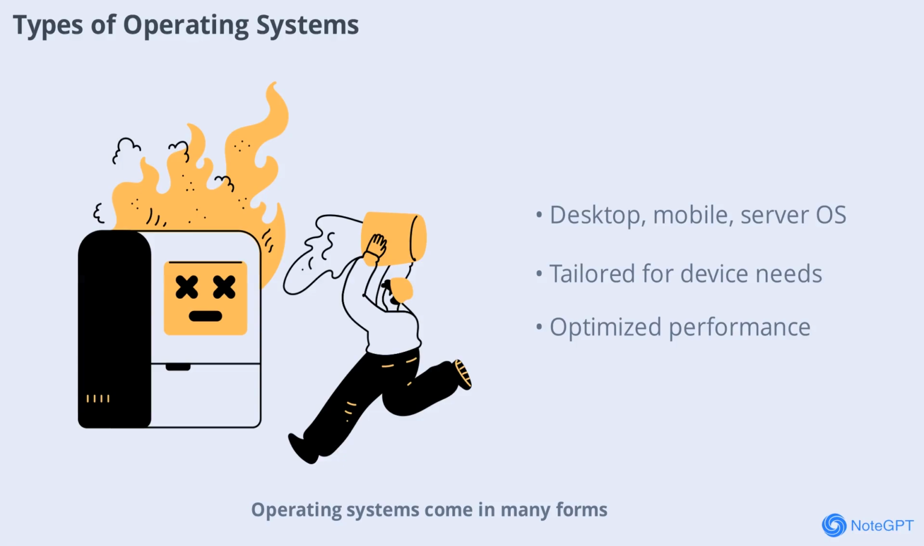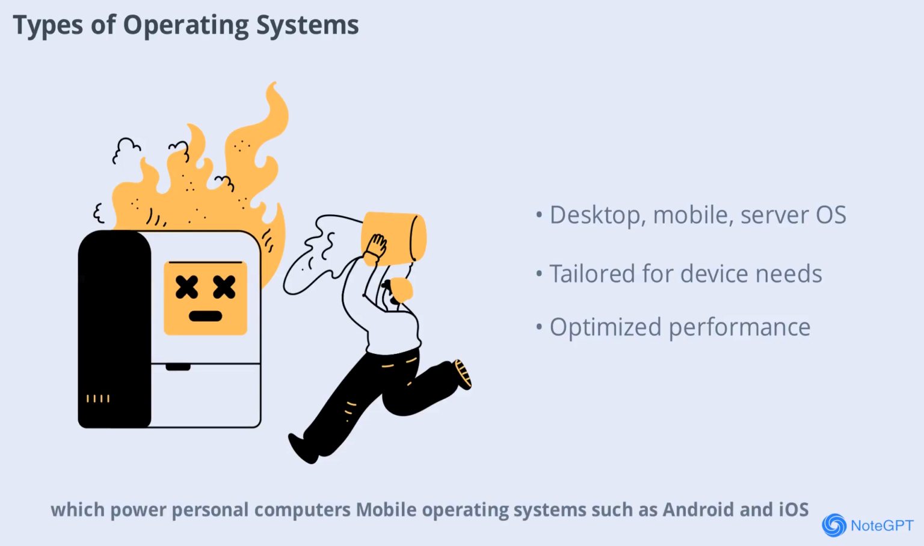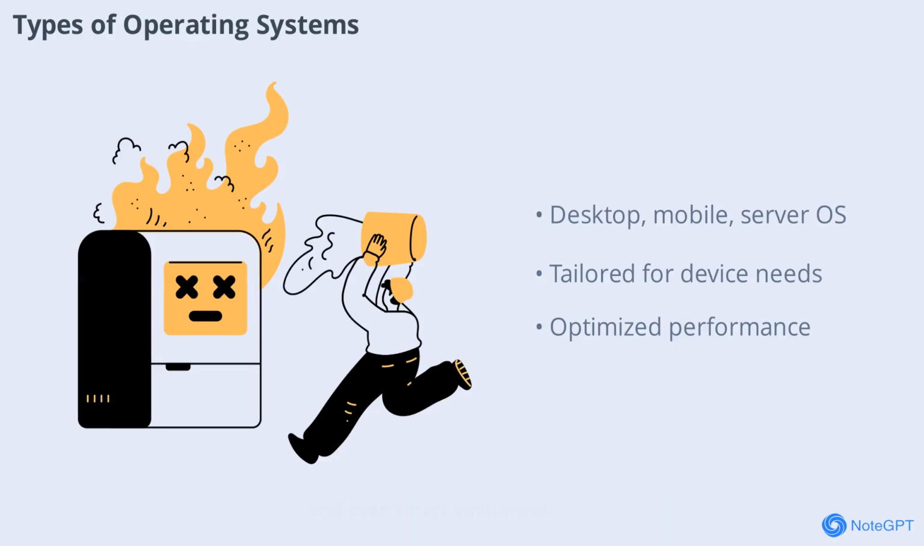Operating systems come in many forms, each designed for specific devices and purposes. There are desktop OSs like Windows, macOS, and Linux, which power personal computers. Mobile operating systems such as Android and iOS are optimized for smartphones and tablets. There are also specialized OSs for servers, embedded devices, and even smart appliances. Each type is tailored to meet the unique needs of its hardware and users, ensuring optimal performance and security.